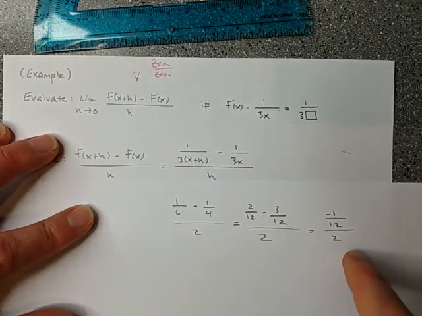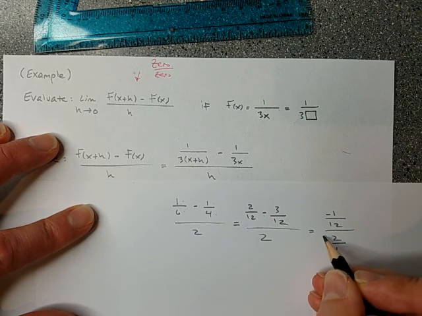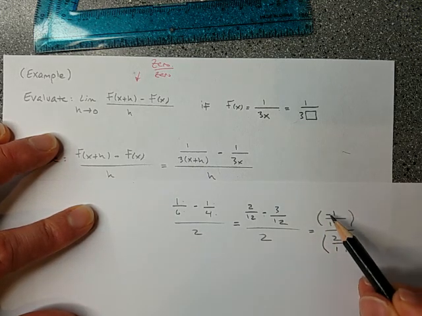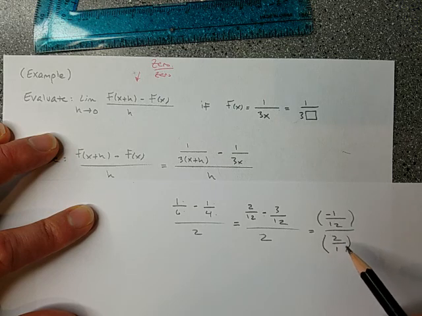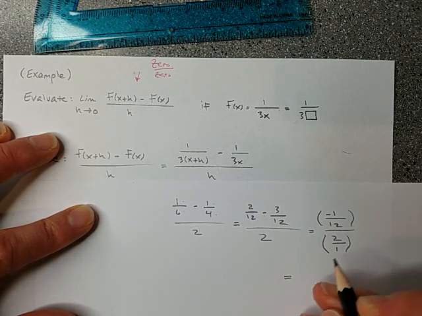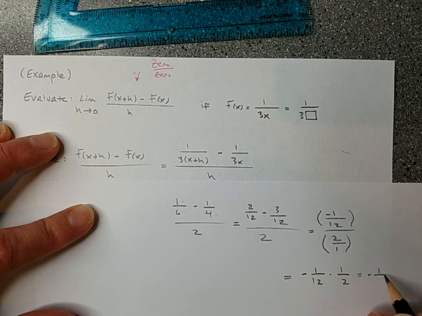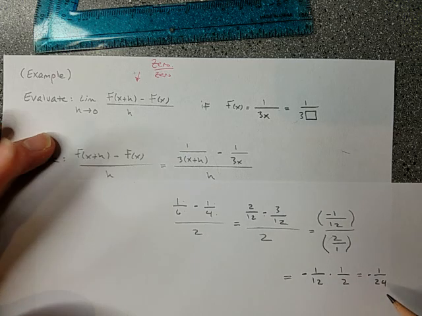And then how do you take negative 1 over 12 and divide by 2? Well, when you divide fractions, you multiply by the reciprocal. So I'll look at this like negative 1 over 12 divided by 2 over 1. And that's going to be negative 1 over 12 times the reciprocal of this, which is 1 over 2. So that's negative 1 over 24. So that's the whole procedure if you want to see it.